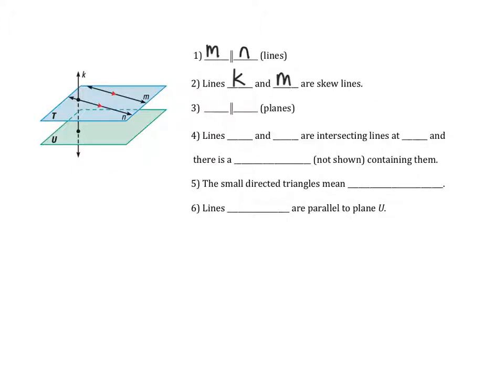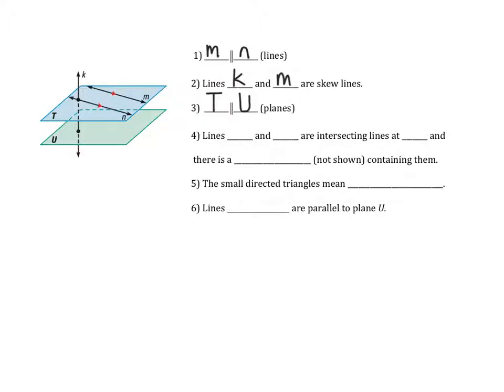Number 3 says blank parallel to blank, and this time we are supposed to use planes to answer this. So we have plane T and plane U. Those two planes are not intersecting, so we would say that they are parallel planes. So capital T is what they're calling the blue plane, and capital U is what they're calling the green plane.